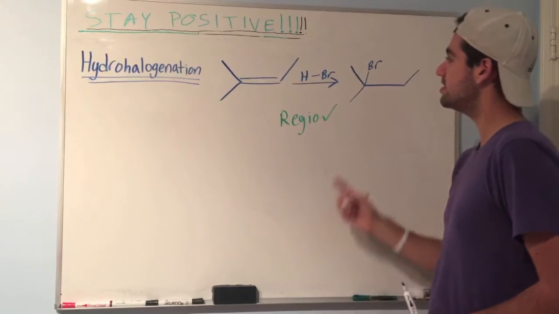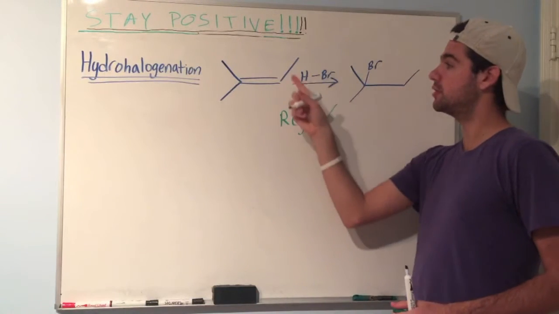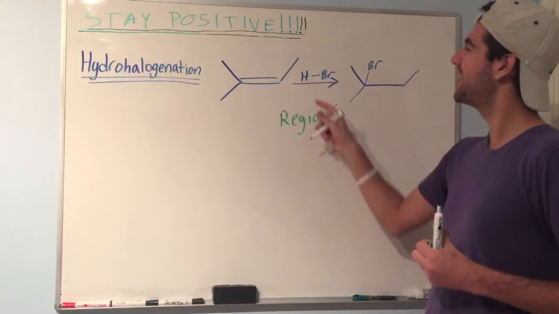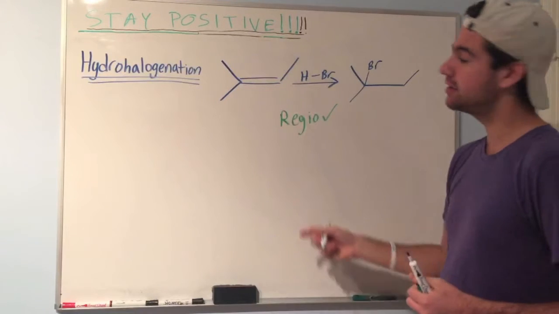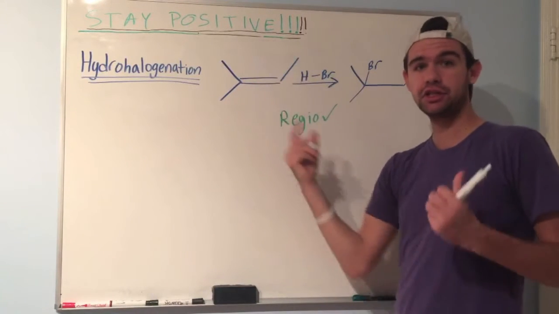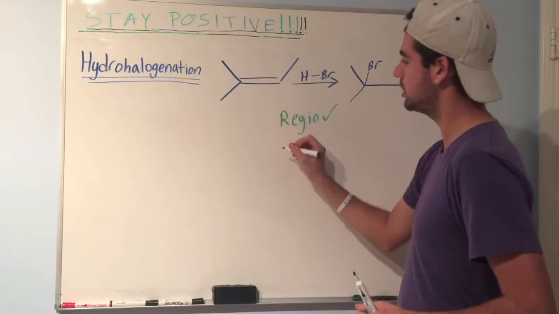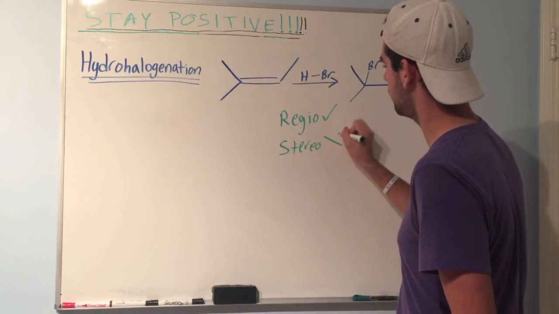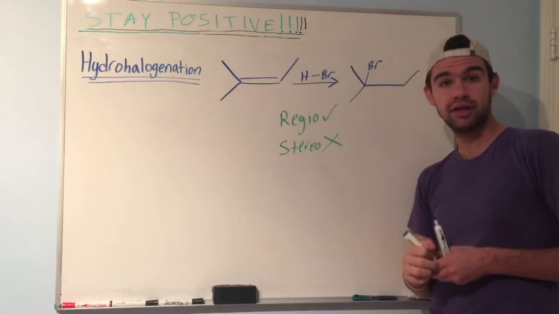Okay. Is it stereospecific? The answer is no, because if you look at the mechanism for this, which I made a video on, I highly recommend it, it involves forming a carbocation. So just like acid-catalyzed hydration in the previous example, the formation of carbocation means that there is no stereospecificity. So for stereo, we're going to draw an X. Okay. Let's move on to the next type.